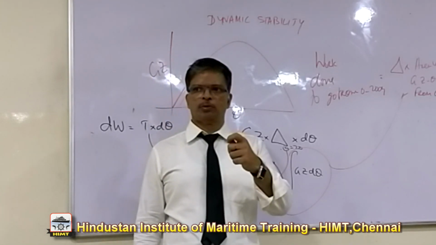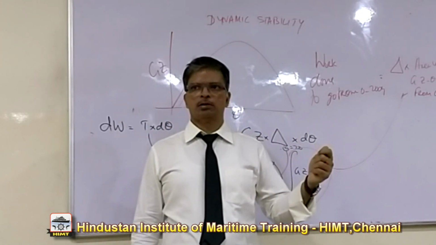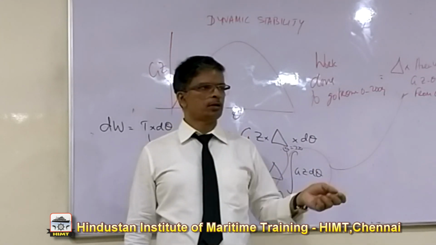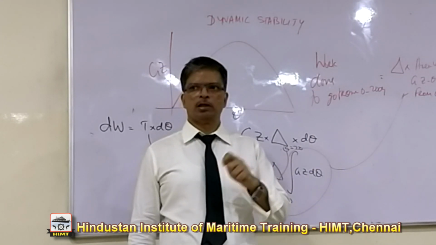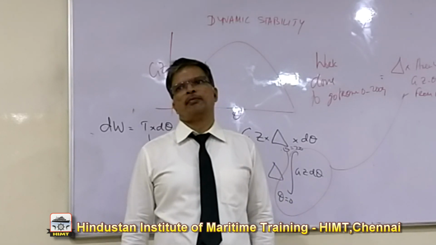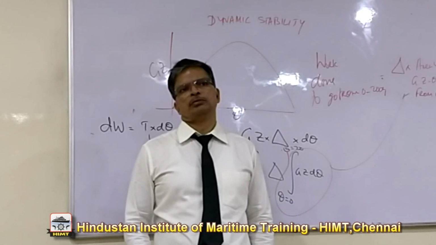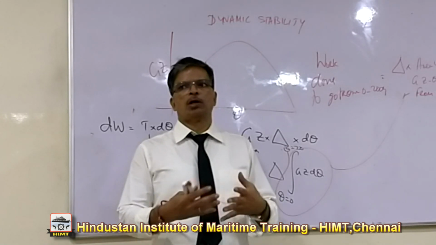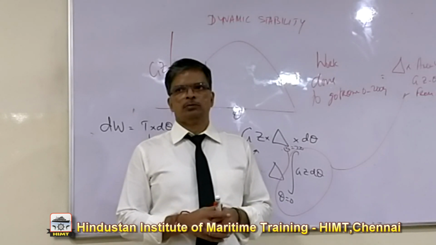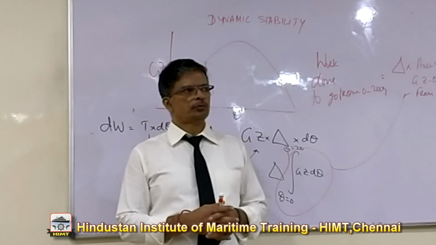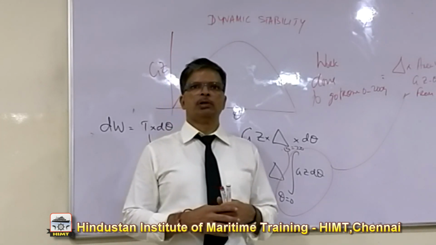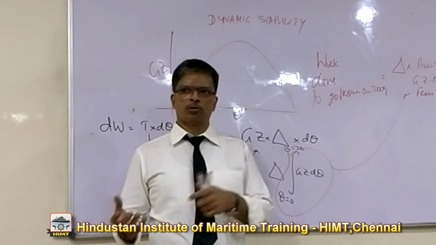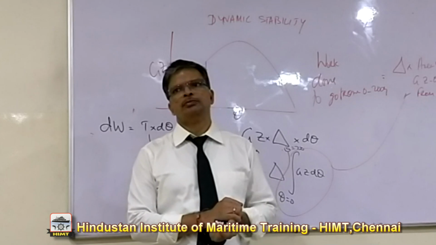If you see any ship at 5 degrees, 10 degrees, 30 degrees, you are finding out how much work was done to bring the ship to this side. And if the area is more, what is the benefit then? More work has to be done, which means the vessel can resist rolling more. That is the meaning. The wave has to be stronger to roll the ship.